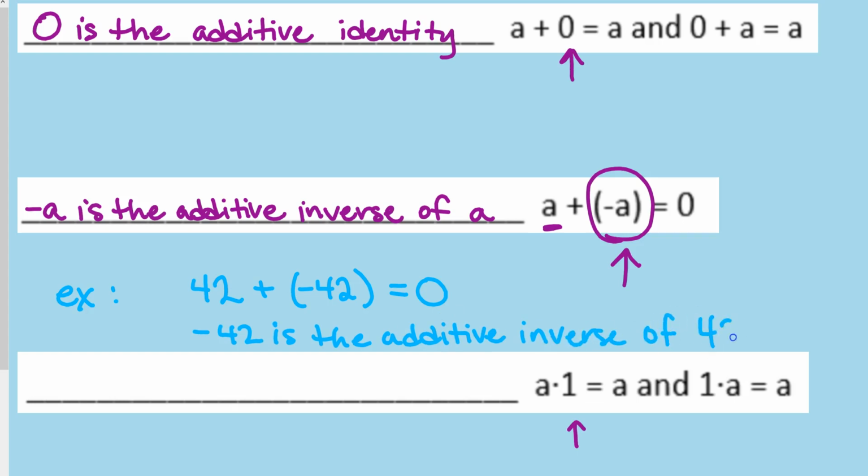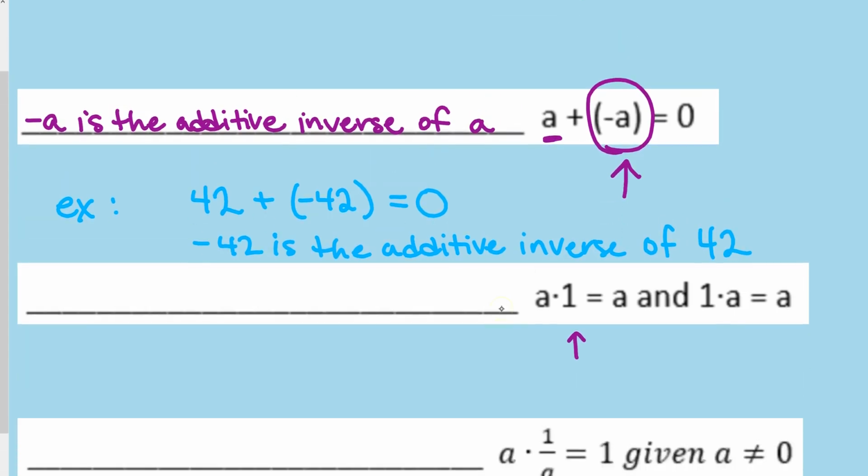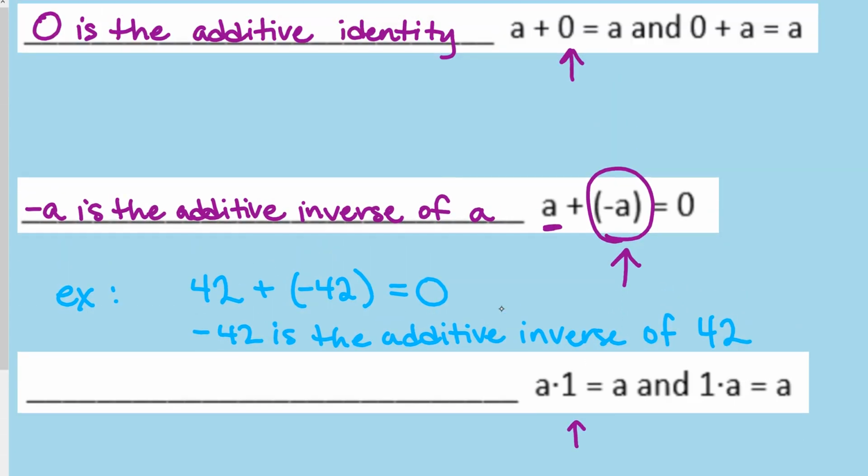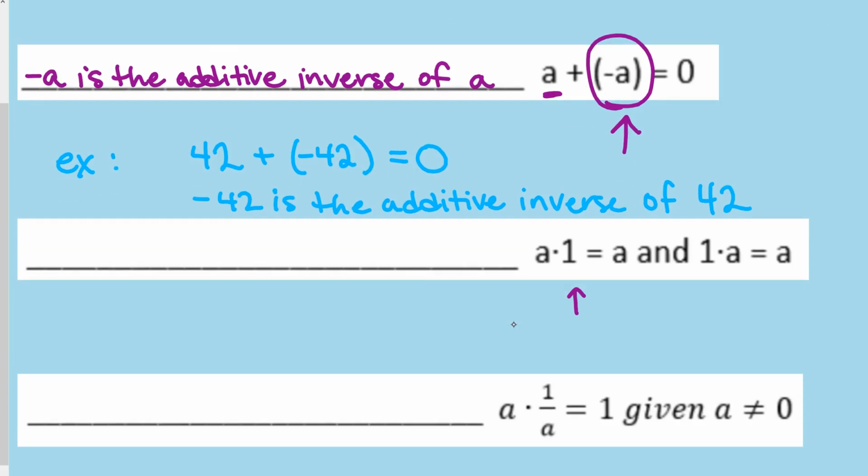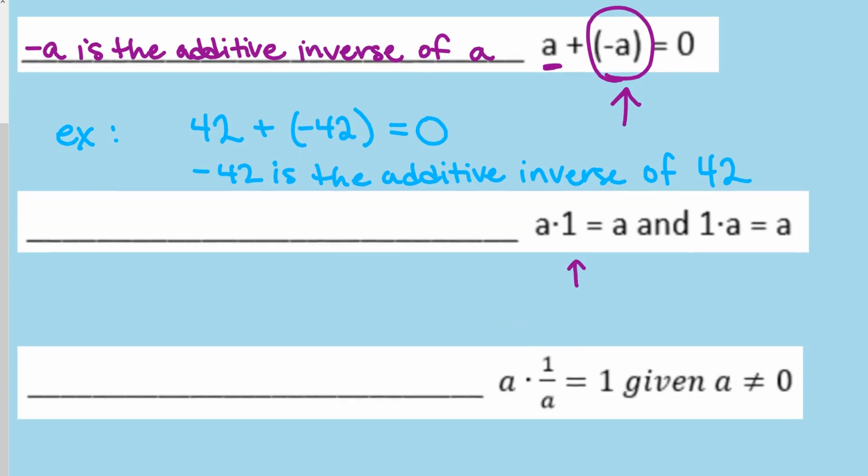Okay, now on to our other favorite number, 1. So remember, up here we said that 0 is the additive identity because when you add it to something, you get the identical thing you started with. So what would we call 1? Not the additive identity, but the what? Very good, you got it. The multiplicative identity. 1 is the multiplicative identity.